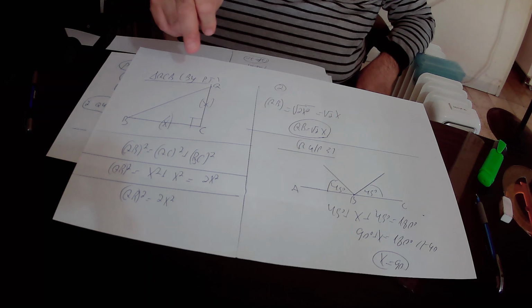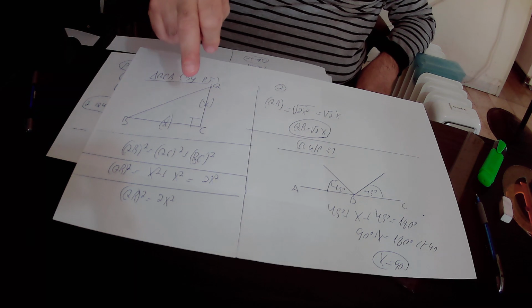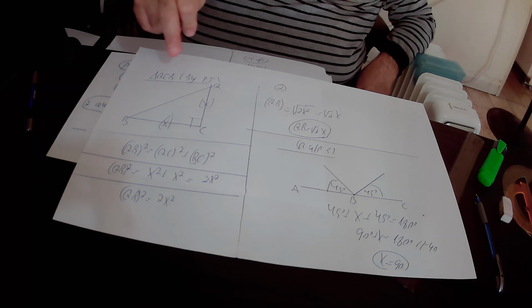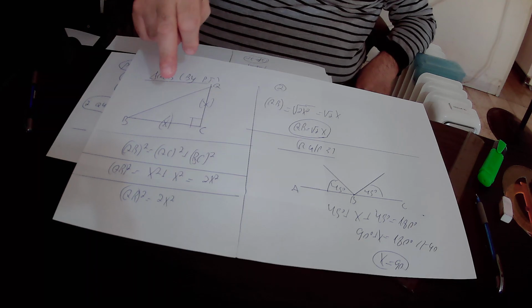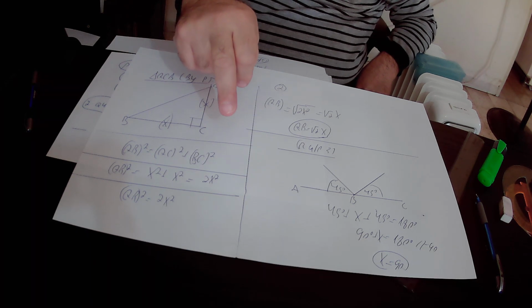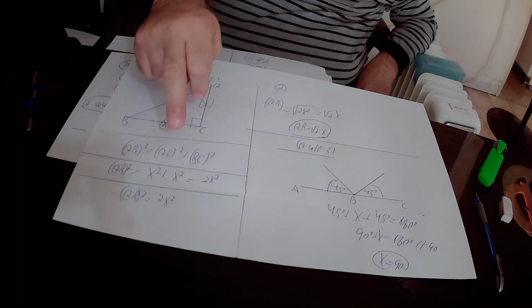So QB square, the square of the hypotenuse, equals QC square. QC is x, therefore QC square is x square, plus BC square. BC is x, therefore BC square is x square. So in total, QB square equals x square plus x square, that is 2x square. So QB square equals 2x square.